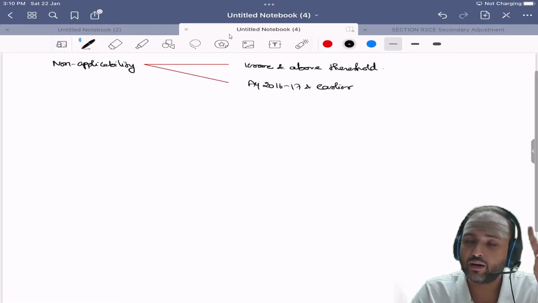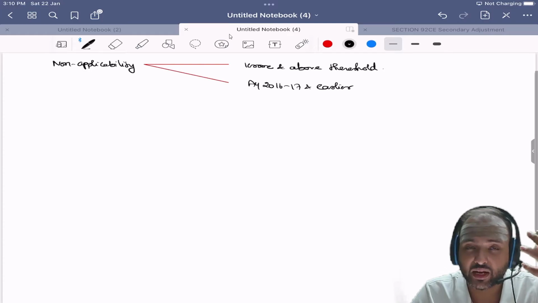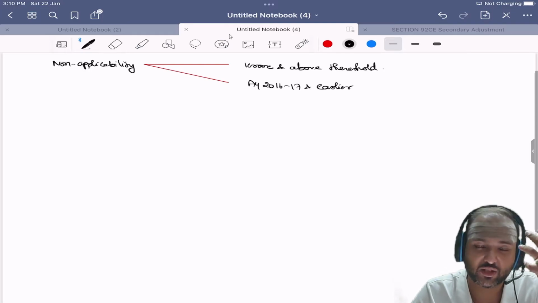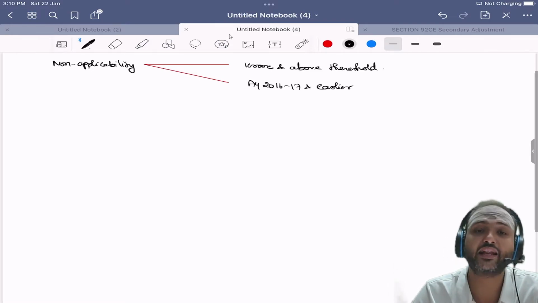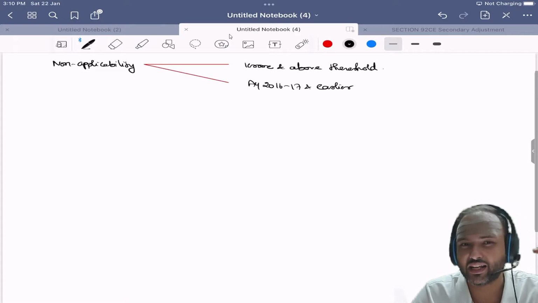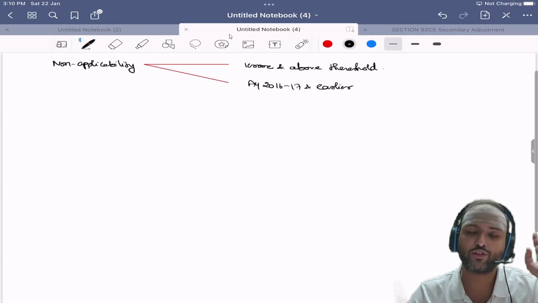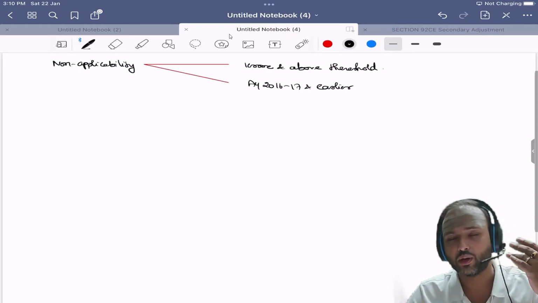So two non-applicable cases. Case number 1, where the primary adjustment is up to 1 crore. So up to 1 crore primary adjustment, no need for secondary adjustment. Case number 2, where the primary adjustment belongs to 16-17 and earlier assessment years, there is no requirement for secondary adjustment. Okay, fine. So we have seen up to this. Now let us go ahead.